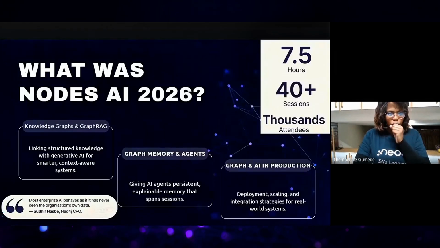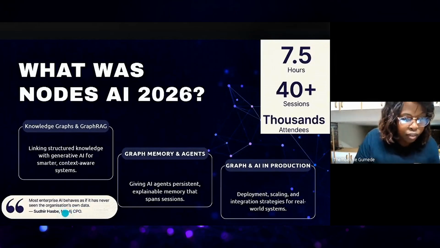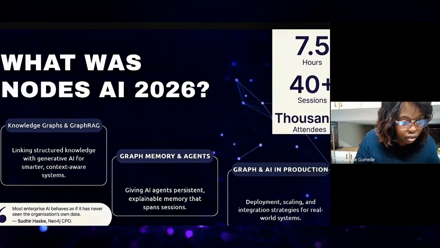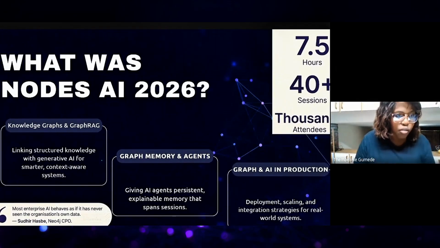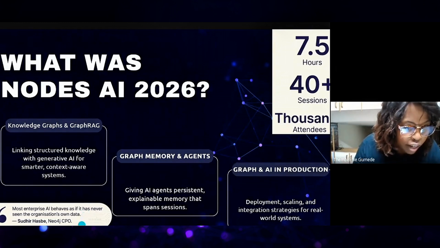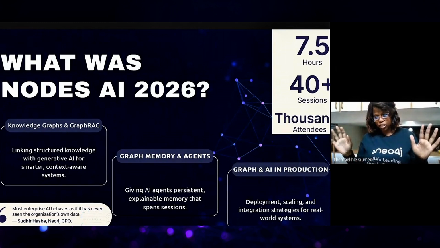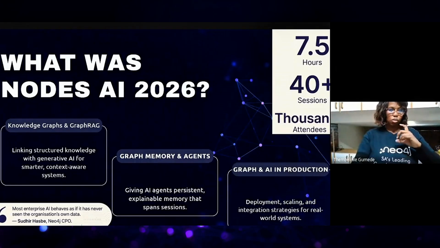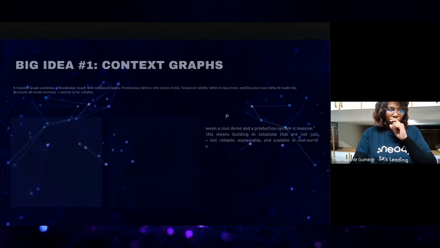I'm going to go back to a quote from the conference. Let me just make it smaller. So this was the quote from the Chief Product Officer. He said that most enterprise AI behaves as if it has never seen your data. And that is so true because, as we said, throwing large amounts of data is not going to help you. You need to give the agent context so it knows how to reason when it comes to your data.